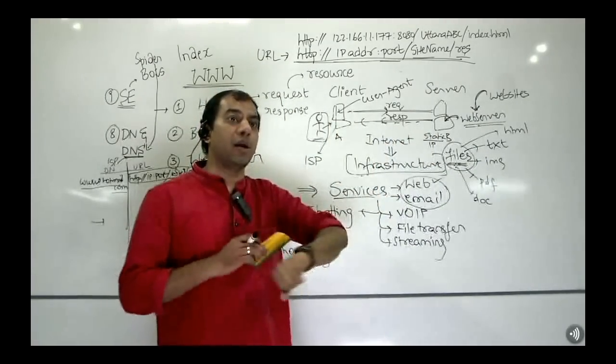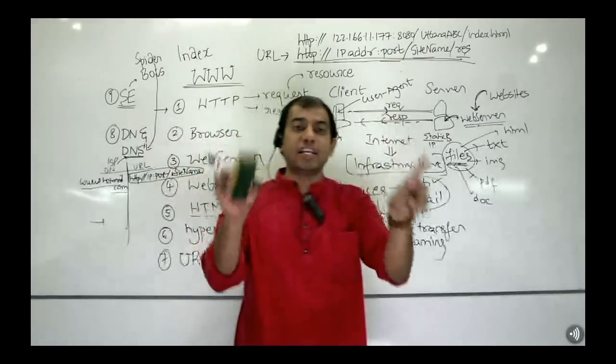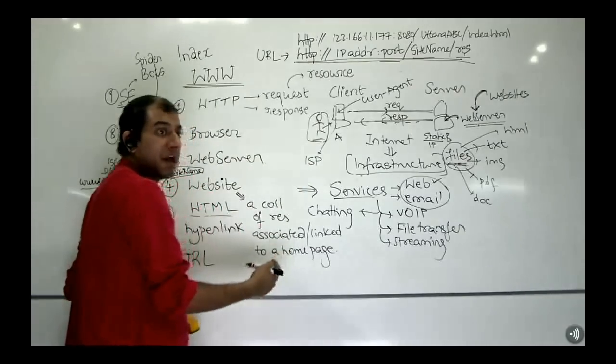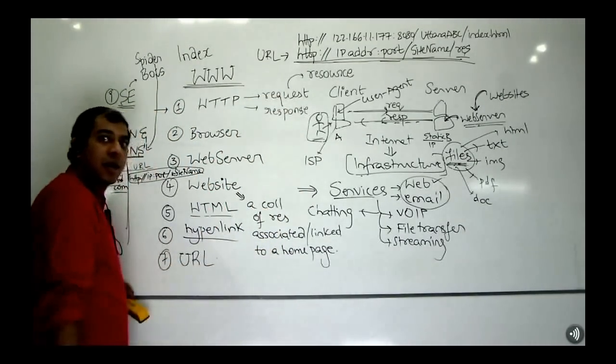What is the browser doing? Waiting. Once it gets the HTML, what does the browser do? It displays it, renders it to the user. Now, once the user sees that home page, he sees all the pictures and the information about the resources. Now he clicks on hyperlinks.